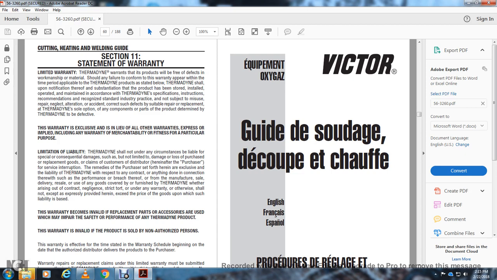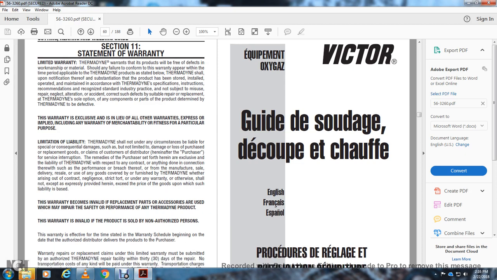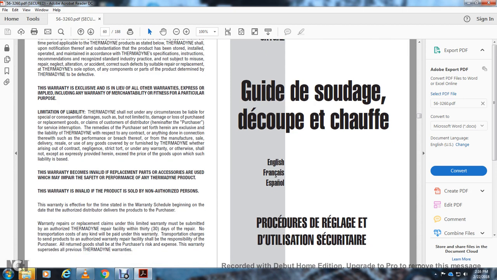Thermodyne will, at its option, repair or replace any component or part of the product determined by Thermodyne to be defective. This warranty is exclusive and in lieu of all other warranties, expressed or implied, including the warranty of merchantability or fitness for a particular purpose.